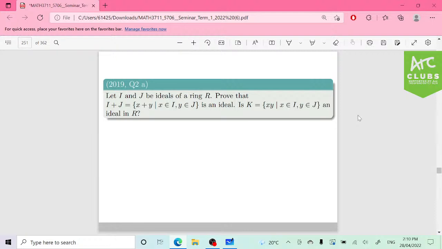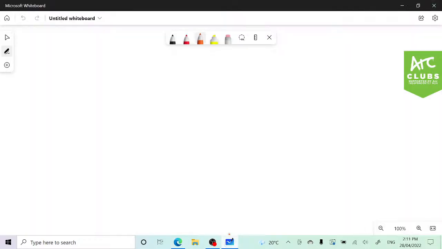So let's have a look at an example, and we're going to prove that this is an ideal. Let's take an ideal I and an ideal J over a ring R, and then we want to prove that if you take the sum of two ideals, you actually get an ideal. And then we want to determine whether the product of two ideals is actually an ideal as well. So let's go ahead and do that. Let's prove the first part.